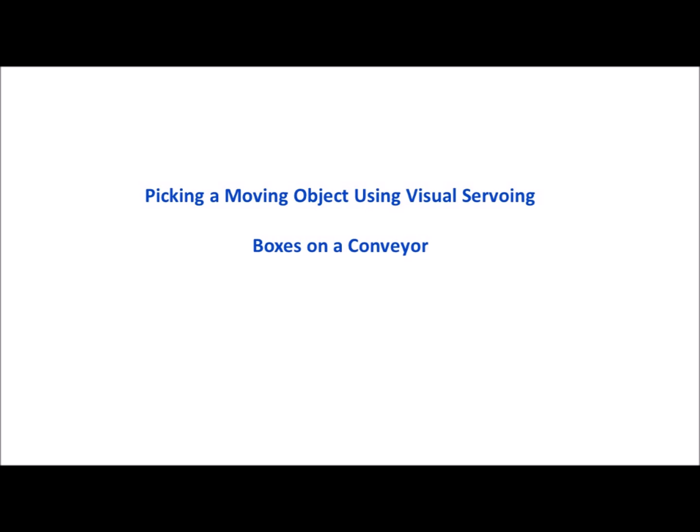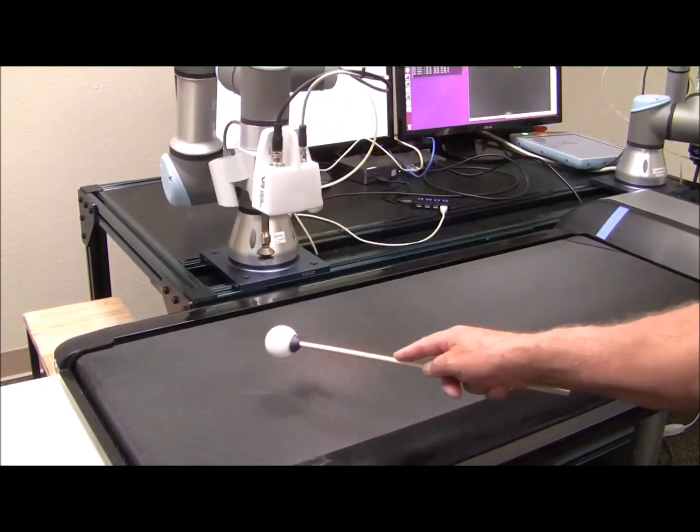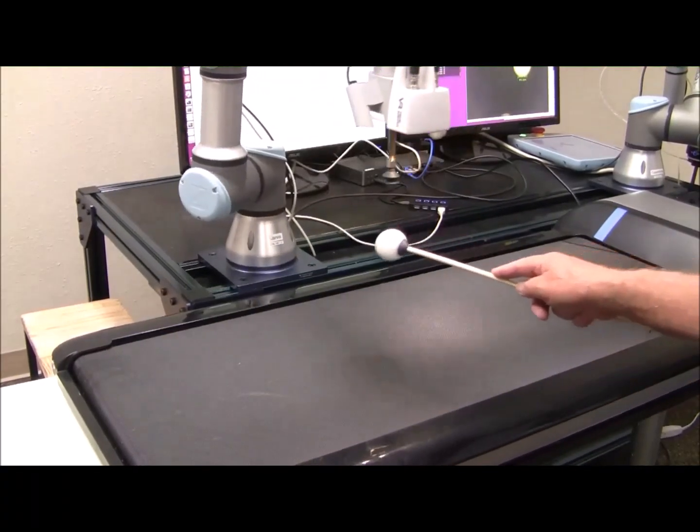To pick a moving object, we have to identify it and instruct the robot to approach it with a known tool center position. We call this visual servoing. To illustrate the concept, here you see a robot following a moving golf ball in 3D space.